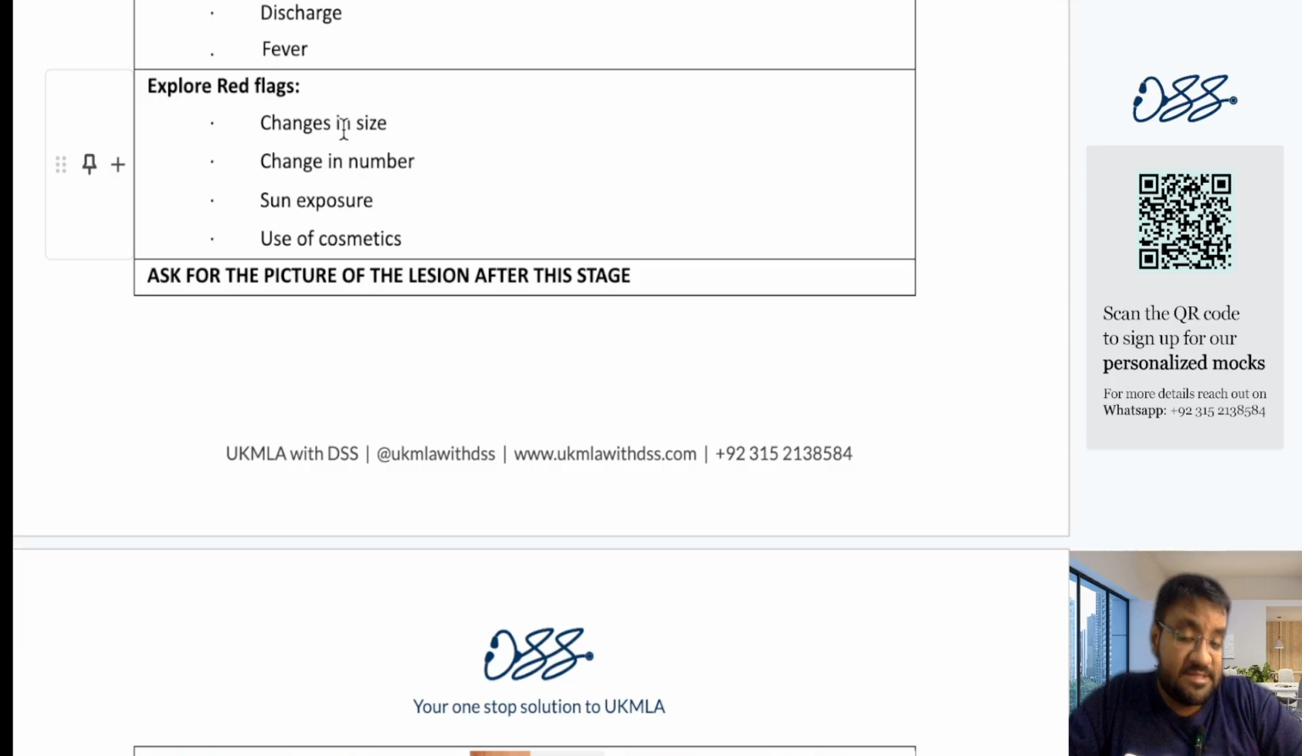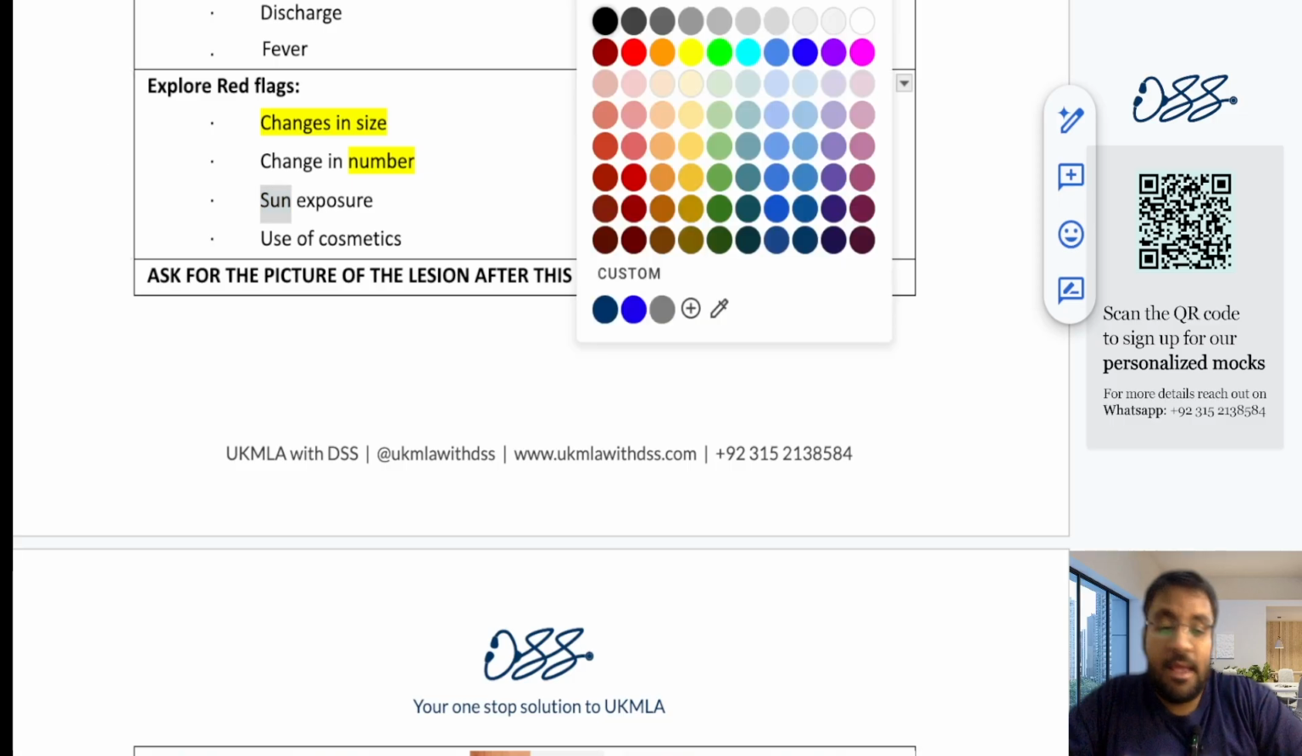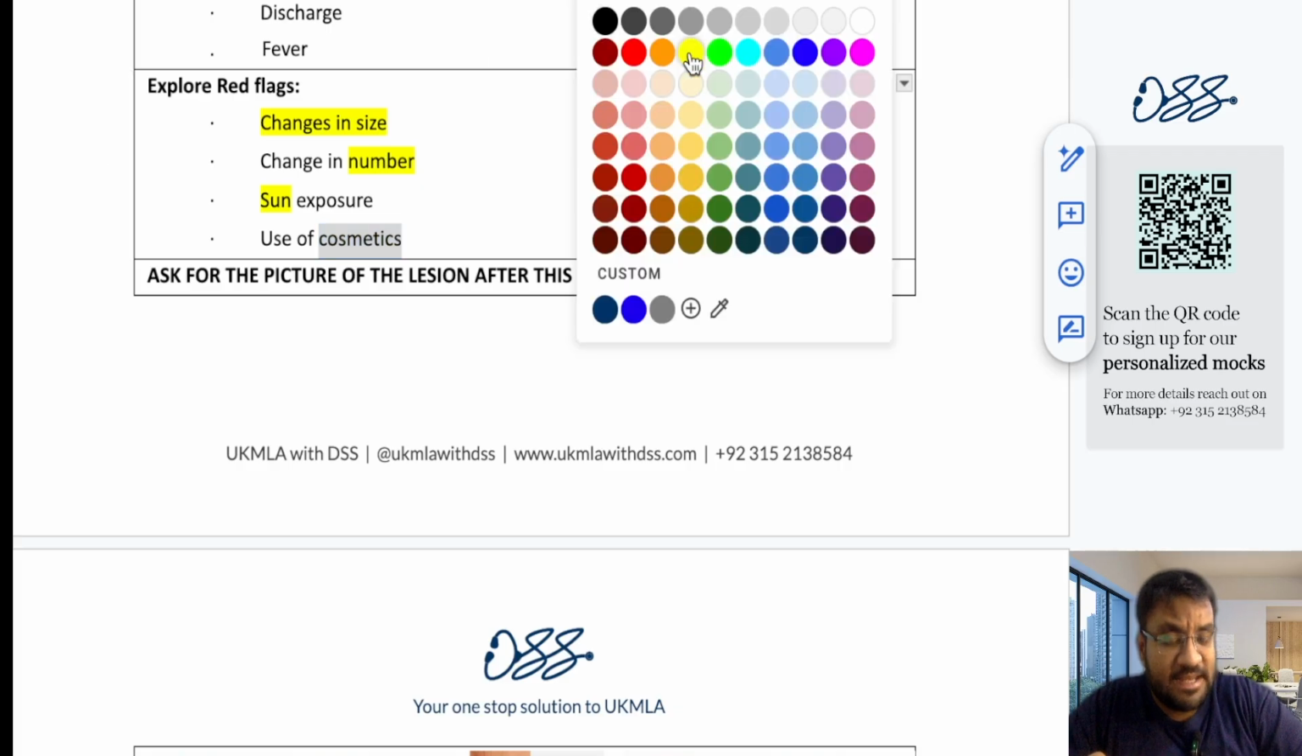Now the very, very first red flag is, by any chance does your rash or does your lesion change in size, okay. By any chance does it change in number, okay. How much is your sun exposure? Do you keep your skin exposed to the sun for most of the time, okay. By any chance, do you use cosmetics? How frequently do you use them? Do you apply cosmetics all of the time, okay. So these four questions, and what are these four questions indicating?